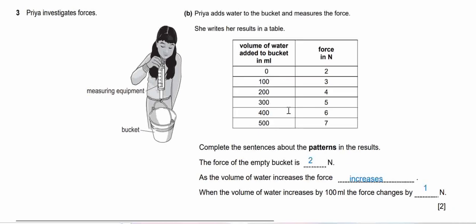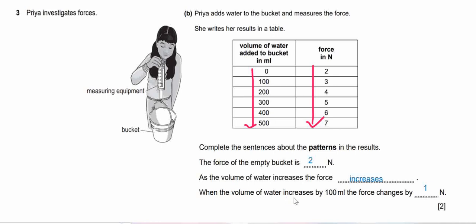Let's open up the answer. Okay, guys, so the force of the empty bucket is 2. We see when 0 milliliters of water is added, the force is 2. Now, as the volume of water increases, the force increases. You can see from the data that as the volume goes up, the number also increases. So that's the answer: increases.